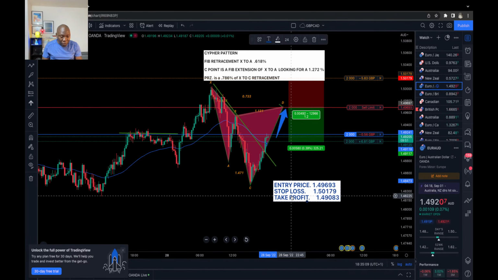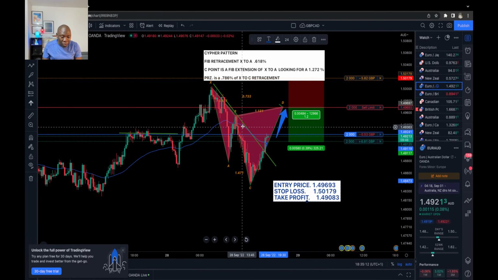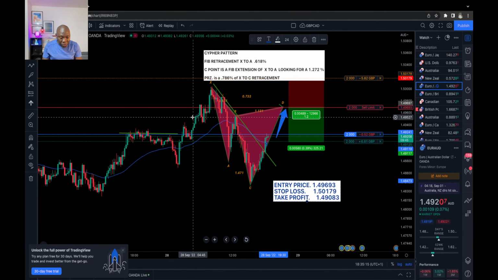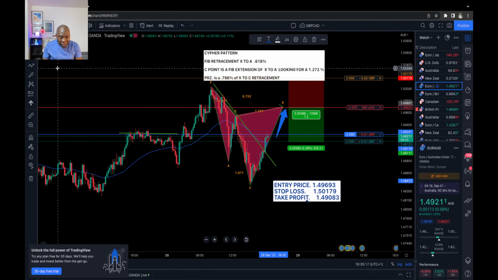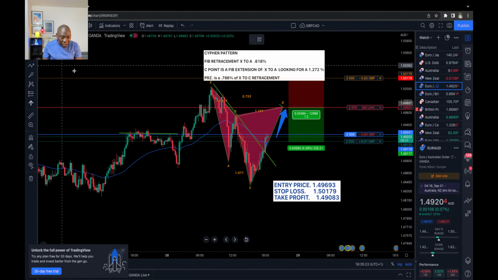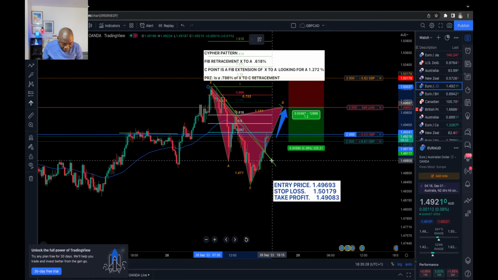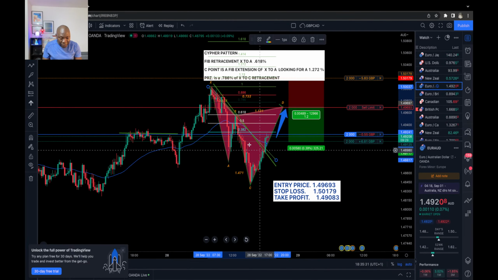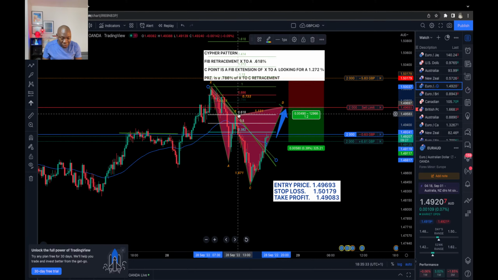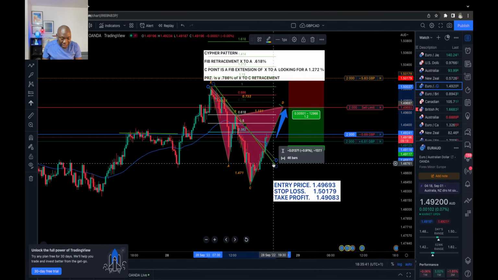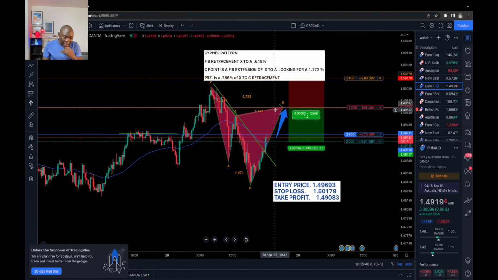So for the Cypher pattern to form, I've put the details here. So you have the X2A leg, as always. The X2A leg can be anything between 0.386 to 0.618 retracement of X2A. So this is our X2A here. And what we have is B finishing at exactly 0.618. It's to the left, so it's exactly on there. So that's one confirmation. The other confirmation that we need is the C leg.